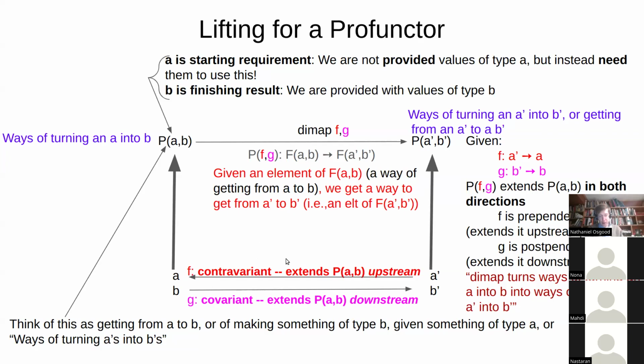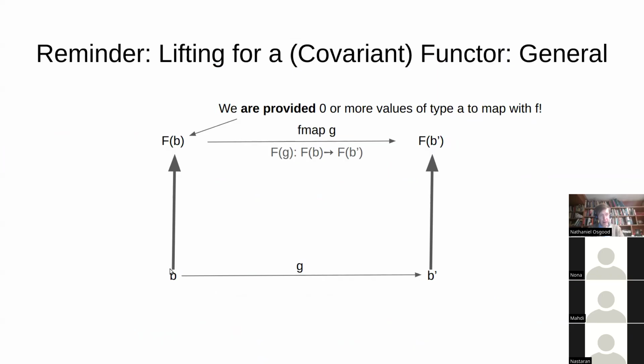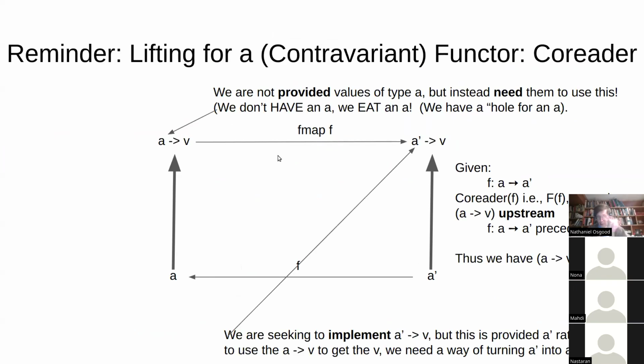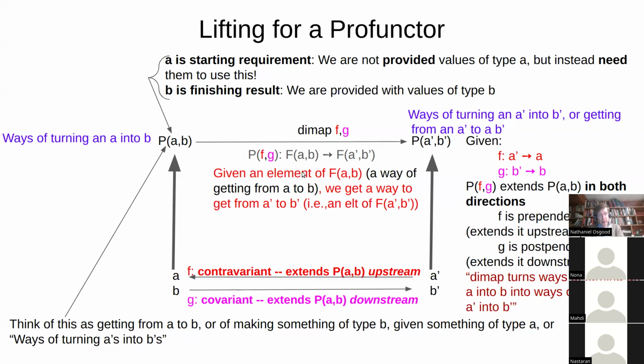And here, you may recall that with covariant things, if we have something that goes from B to B prime, we can map F of B to F of B prime, and contravariantly for contravariant things. Here we can lift two functions, or two morphisms, one from A prime to A, from something upstream of A to the starting point. And so a starting point that's further out from A, we'll consider A prime, to get to A.